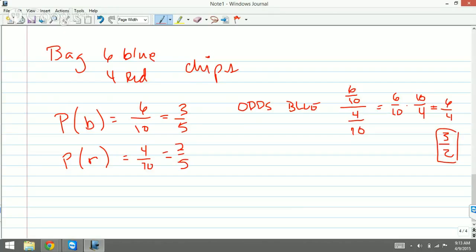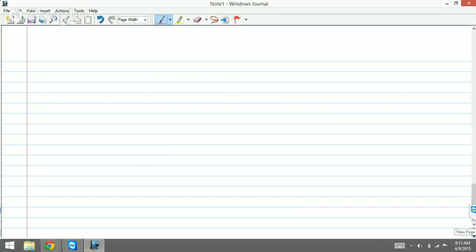All right, let me show you a permutation combination with odds. And then we'll get on the homework and we'll be good to go. All right.